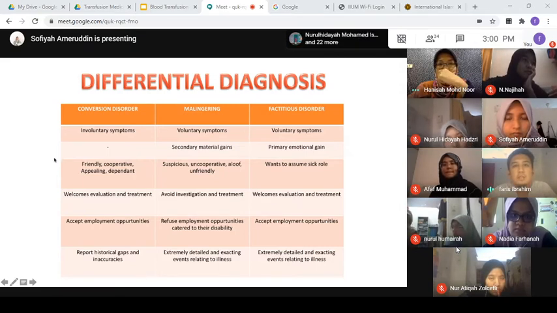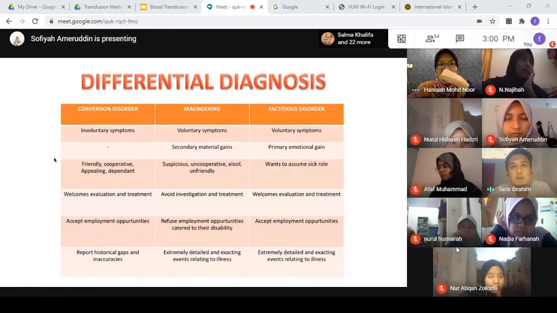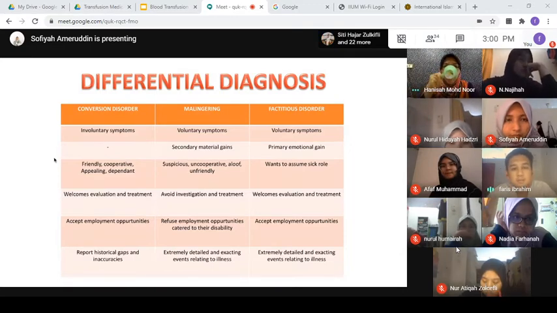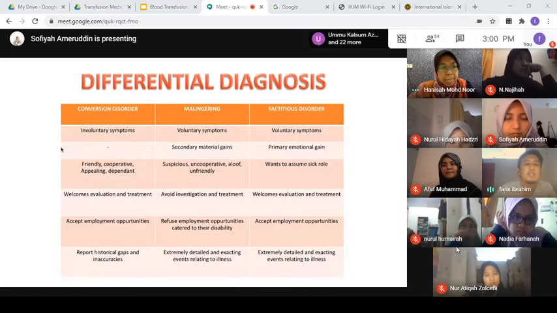So this is normally temporal with the psychological problem. For example, the patient had a stressor, the patient got divorced. So sometimes the patient develops paralysis grade 0 that cannot be explained by any spinal pathology. So this can be caused by a conversion disorder. As you see, conversion disorder is involuntary symptoms.